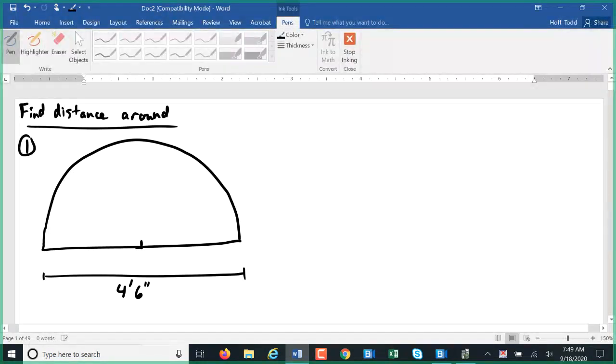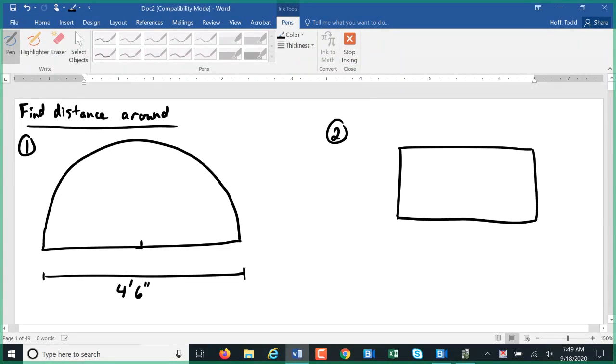And the second one I'm going to have you do, again, find the distance around, or find the perimeter on this. This is a rectangle. This is going to be 3 feet 8 inches by 5 feet 3 inches. So I'll give you a couple minutes to work on those, and we'll go over them in just a little bit.